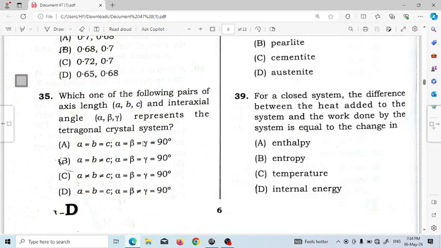So in the previous class we discussed up to question number 39. The right answer would be option D, internal energy.